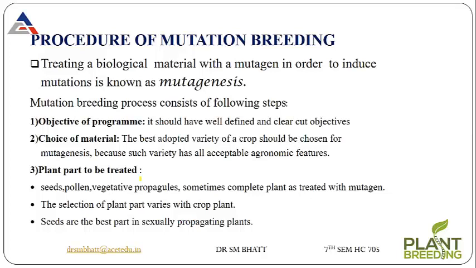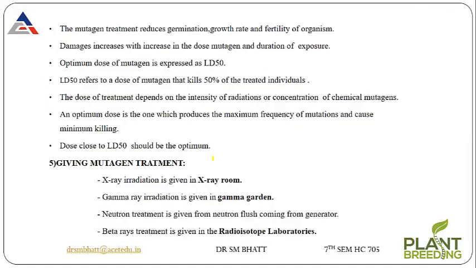You can treat seeds. You can treat pollens. You can treat vegetative propagules. Sometimes the complete plant can be treated with mutagens. Selection of plant part varies with the crop plant. Seeds are the best part in sexually propagating plants. Okay. So mostly mutational breeding is done in self-pollinated crops, and it can also be applied to seeds, that is, sexually propagating plants.